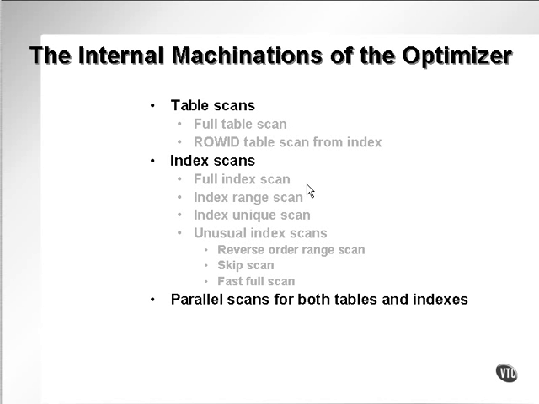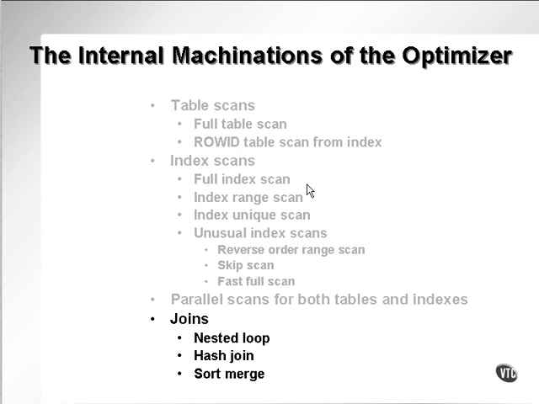There are also parallel scans, and these apply to both tables and indexes, implying multiple CPU platforms executing reads from tables, indexes, or both in parallel. There are different types of joins, which are very important to remember, which the optimizer will use. These are namely nested loops, hash joins, and sort merge.